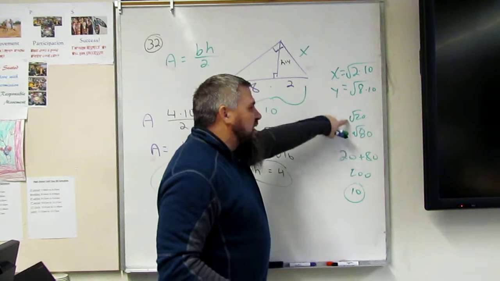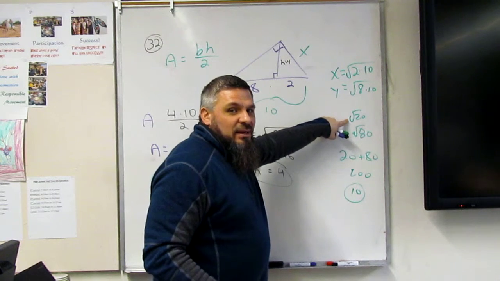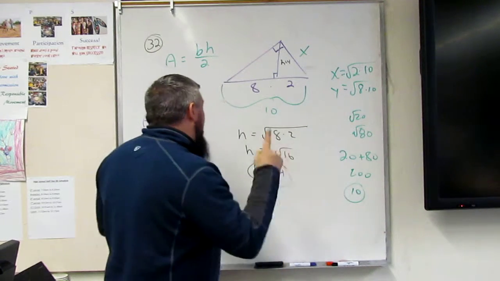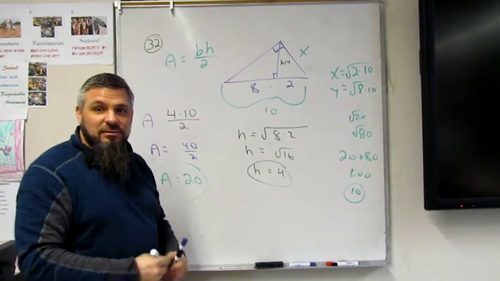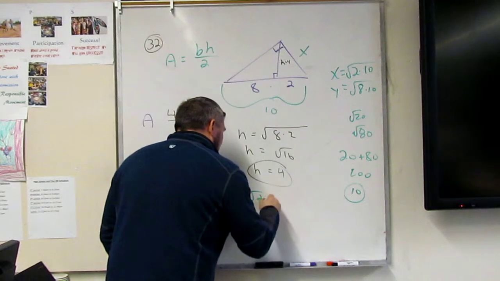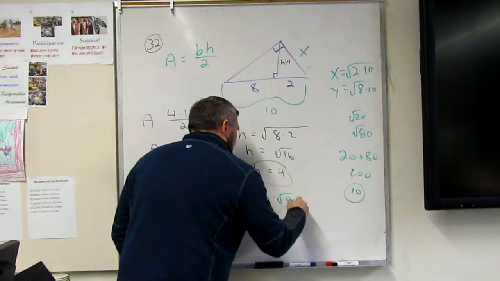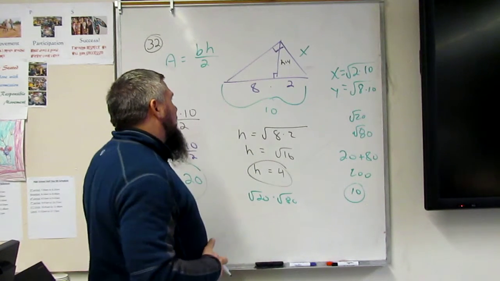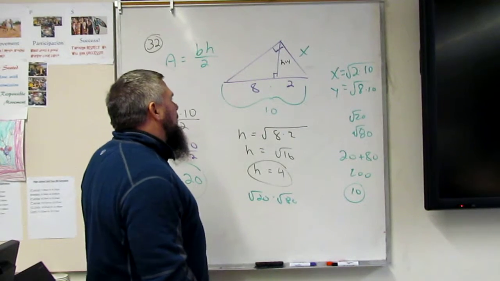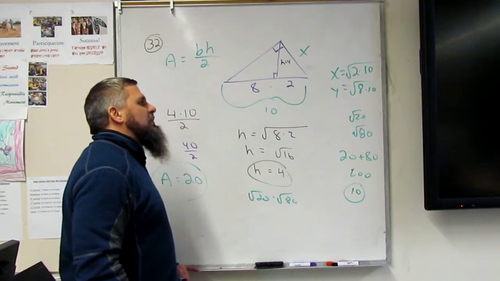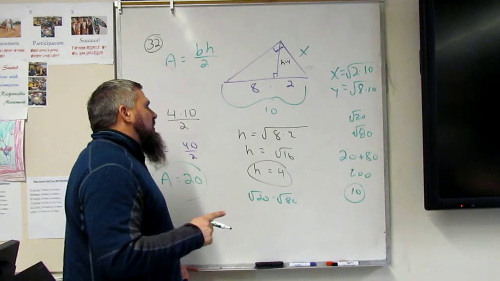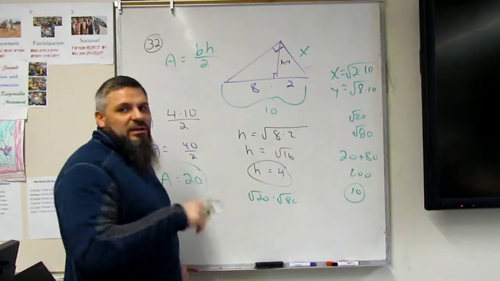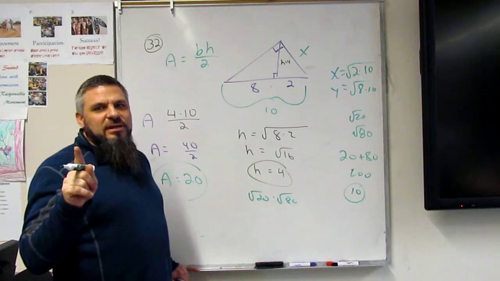Once I have these, I can multiply these, right? This times this, divided by 2. So that should be 4. Is the square root of 20 times the square root of 80 also 4? Well, wait. Why would that be 4? Wait, hold on. No, that doesn't work. It shouldn't be 4, it should be 20, because we're talking about the area.